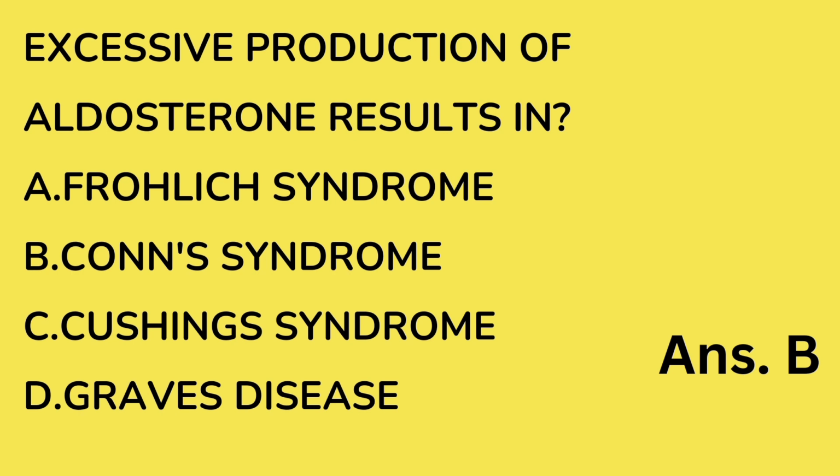And about option A, that is Frolic syndrome, it is a condition where growth hormone, FSH and LH are decreased, especially in children. That means it delays the physical growth and development of sexual characteristics in children. And about option C, Cushing syndrome, we know that there is increase in the cortisol secretion in the body. And about Graves disease, there is increased secretion of thyroid hormone.